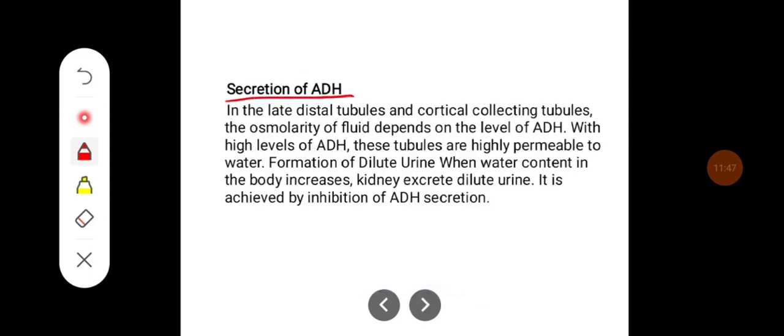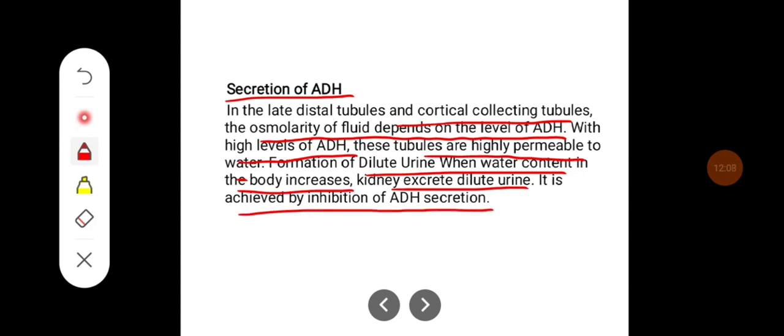Secretion of ADH. In the late distal tubule and cortical collecting tubules, the osmolality of the fluid depends on the level of ADH. With high levels of ADH, these tubules are highly permeable to water. Formation of dilute urine. When water content in the body increases, the kidney excretes dilute urine, and it is achieved by inhibition of ADH secretion.